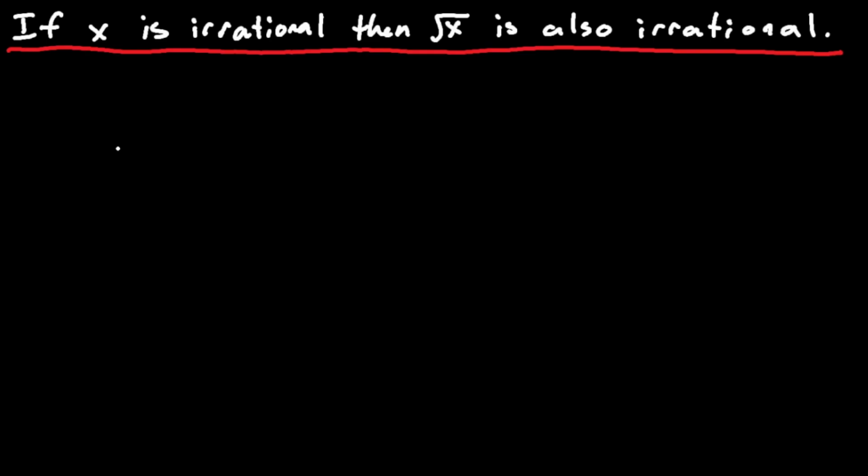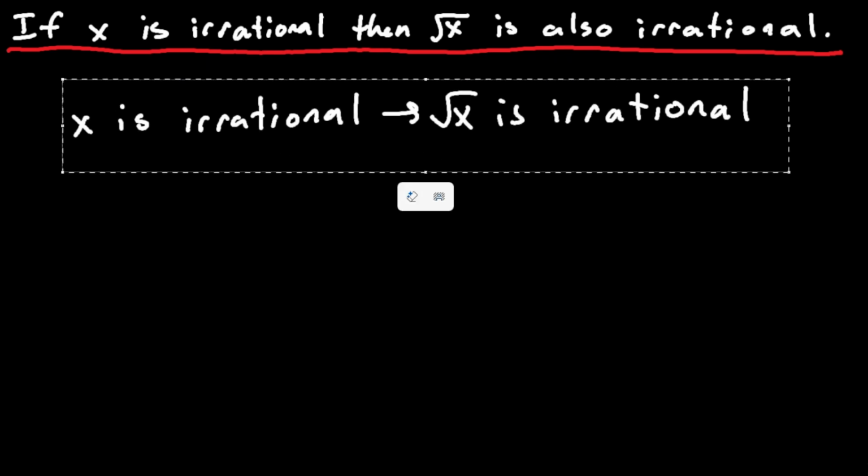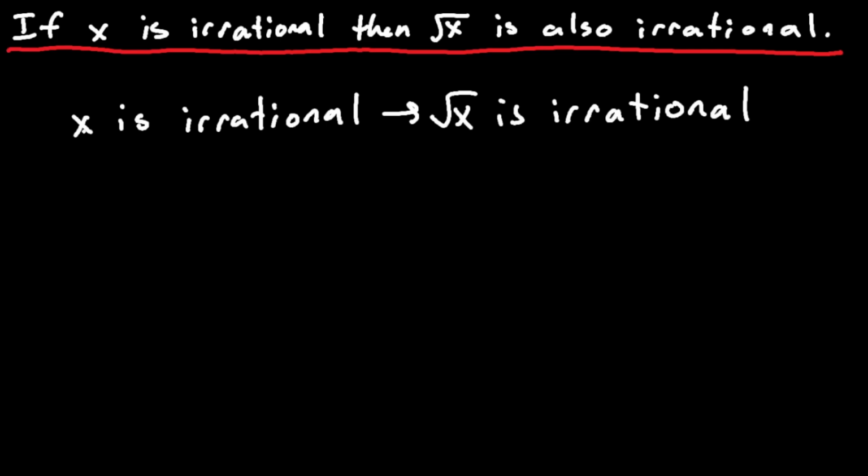The first thing that you want to do when you're doing a proof by contradiction is write this down in conditional form. The reason why you want to write your proof in conditional form is because you're going to be negating this statement, and if you write this down in conditional form, you can use the laws of propositional logic. So we have: if x is irrational, then the square root of x is also rational. This is exactly what we're proving.